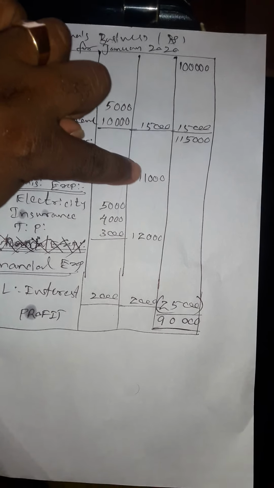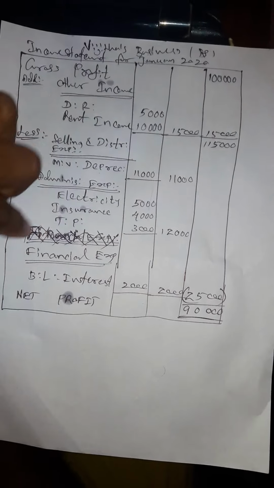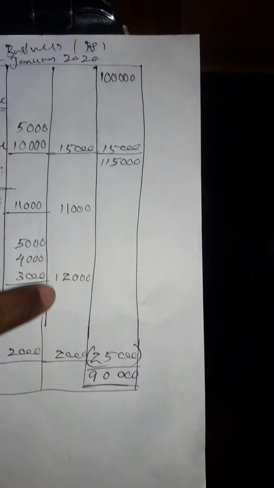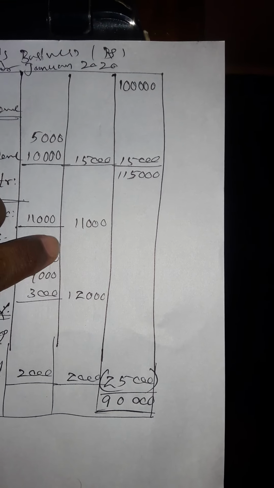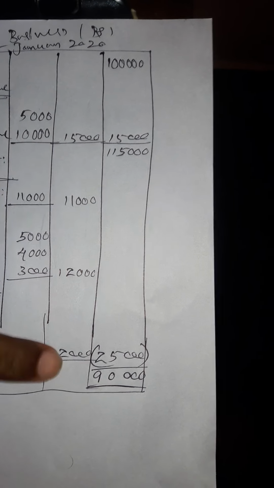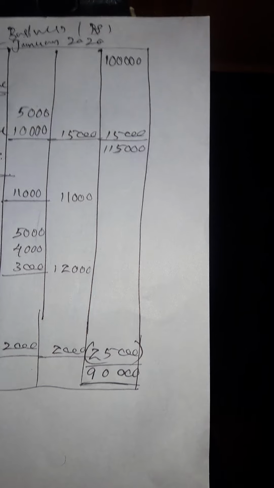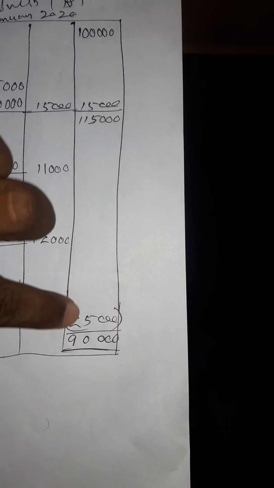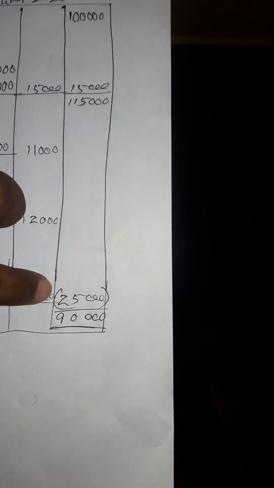So the subtotal of selling and distribution expenses is 11,000, admin expenses 12,000, and financial expenses 2,000. We take the total of the subtotals to the third column: 11,000 plus 12,000 plus 2,000 is 25,000. That is the total expenses, but we are not writing total expenses there. We subtract total expenses 25,000 from total income 115,000. Total income minus total expenses, 115,000 minus 25,000, the net profit is 90,000.